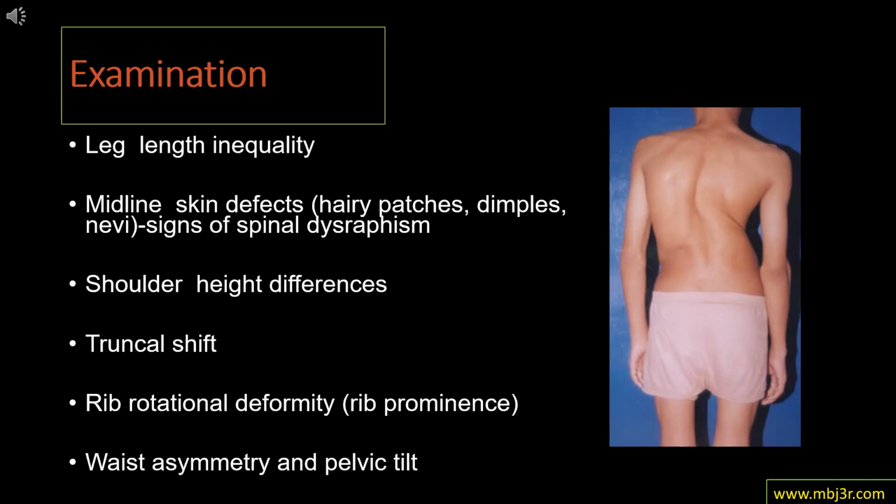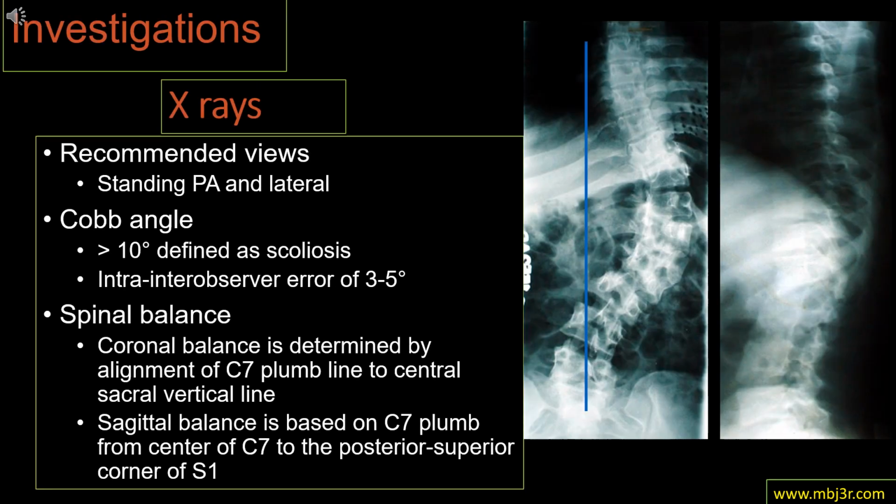Coming to the examination, you have to evaluate the patient properly. You have to undress the patient, looking at the upper back and lower back. You have to measure limb length. There will be inequality. You have to examine for midline skin defects like hairy patches and dimples. These indicate signs of spinal dysraphism. Shoulder height difference will be there. Truncal shift will be there. Rib rotational deformity, waist asymmetry and pelvic tilt have to be noted in the examination of a scoliosis.